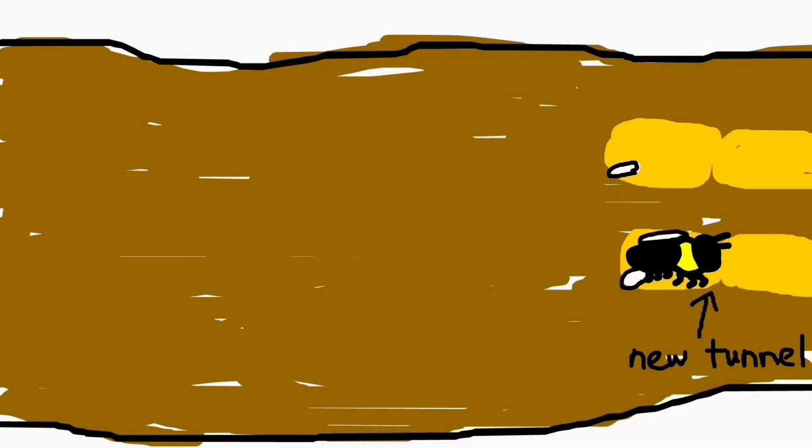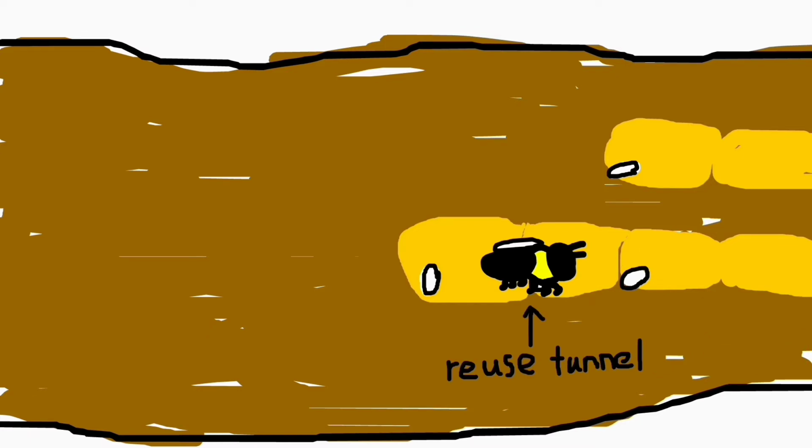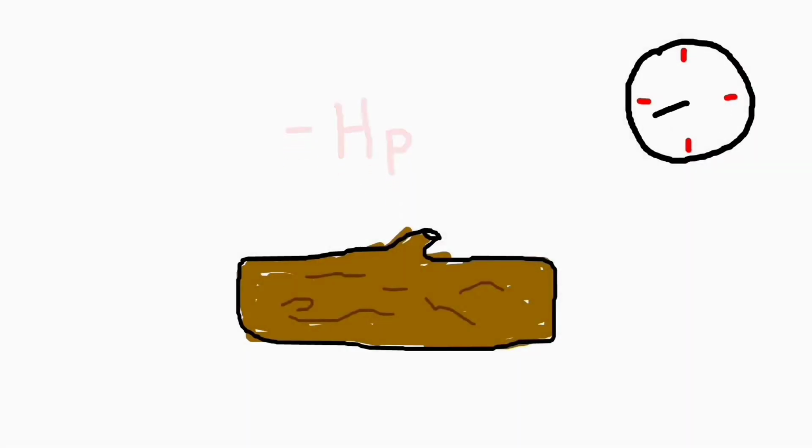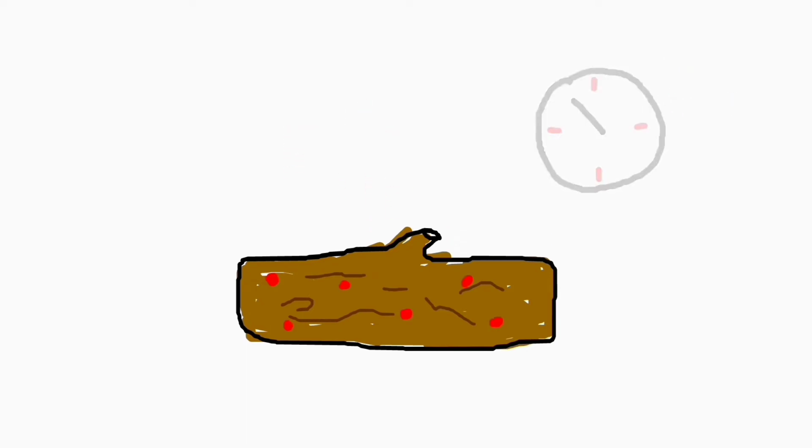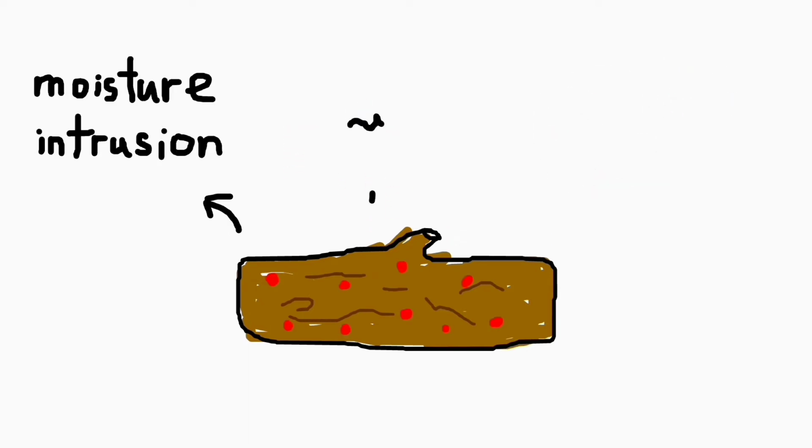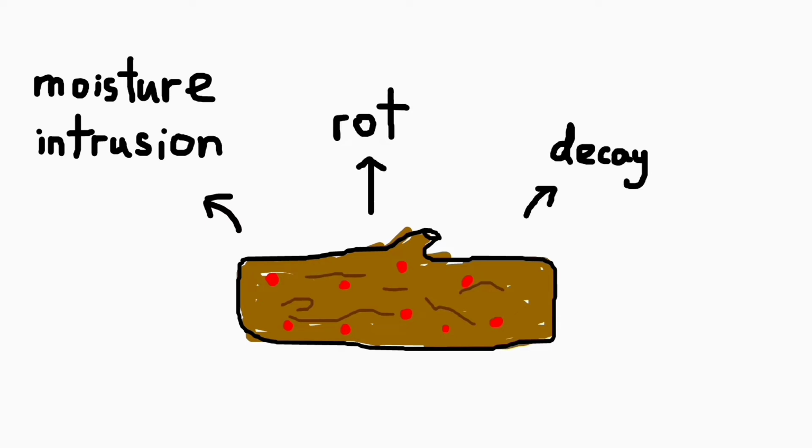Female carpenter bees excavate new tunnels in wood for egg laying, or enlarge and reuse old ones. Significant damage can occur when the same pieces of wood are infested year after year. Holes in the wood surface also facilitate moisture intrusion, rot, and decay.